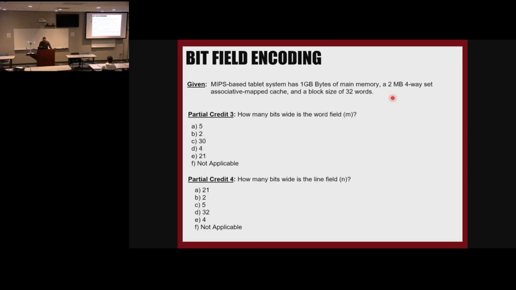How many bits wide is the word field? The word field is used to address words in a block or line of the cache. If you look at the block size, it has a block size of 32 words. It means that we have to put 32 words in each block, so we need 5 bits to address each word in the block. That means that m is equal to 5. Okay. So how many bits wide is the line field?